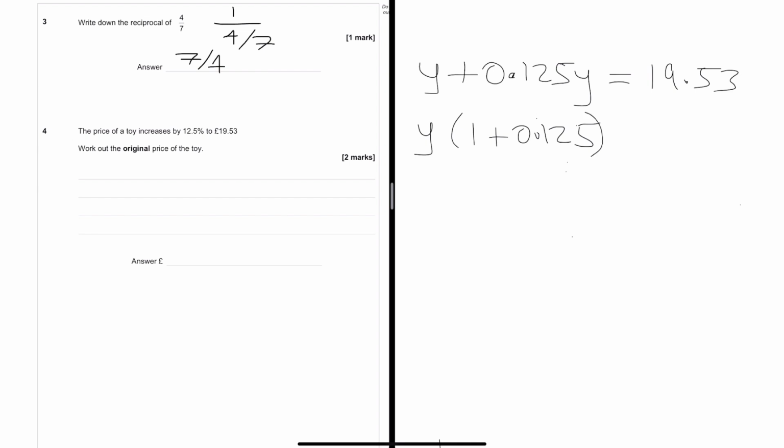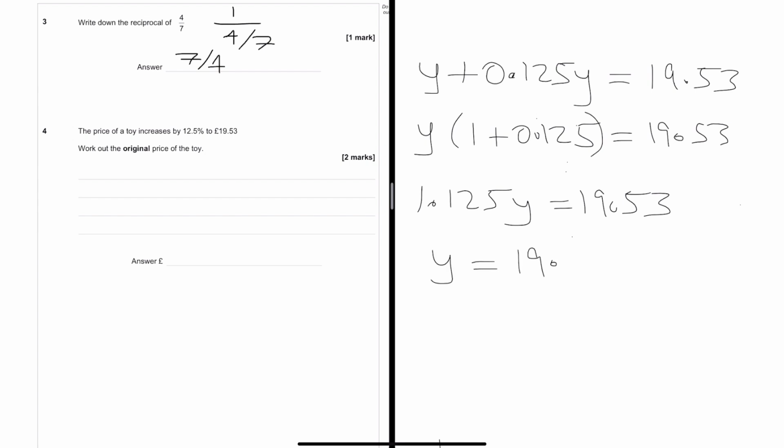So we can factorise this as y times (1 plus 0.125) equals 19.53. So this is 1.125y equals 19.53, and therefore y equals 19.53 over 1.125, and this equals £17.36.